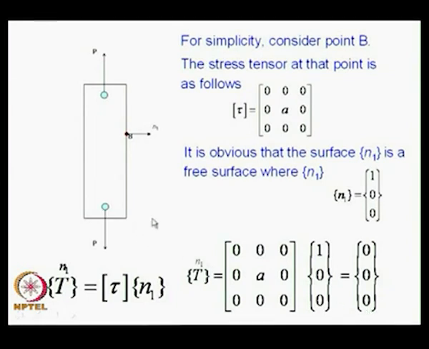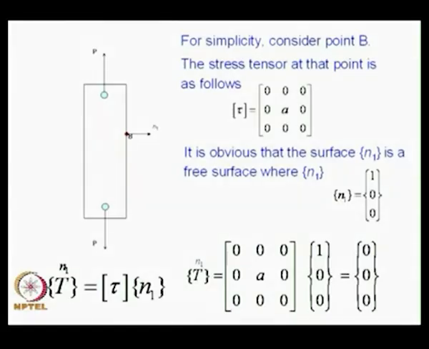So, we have indirectly proved that the mathematical definition of a free surface is T n equal to 0. In this particular case, the plane is n1, so T n1 equal to 0. That is what you get from your Cauchy's formula, and in an expanded form this is done. This you could go and verify. You could also go and verify on this surface that it is a free surface.